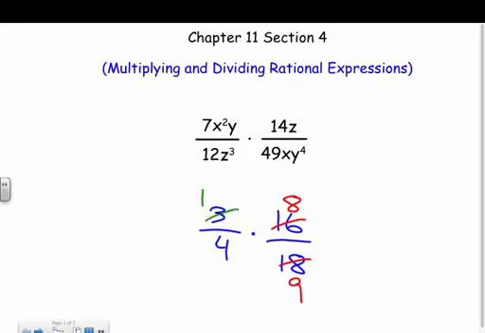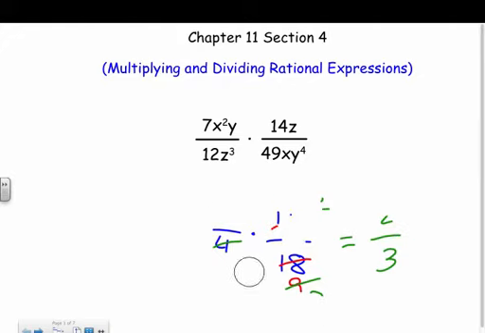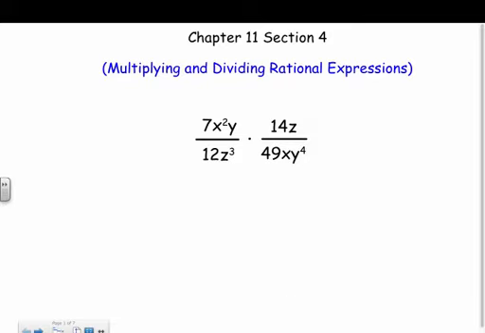So like this 3 and the 9, a 3 goes into both. A 3 goes into 3 one time. A 3 goes into 9 3 times. Same with the 4 and the 8. A 4 goes into both. A 4 goes into itself once. And a 4 goes into 8 twice. And then I just multiply straight across, and I would get 1 times 2 and 1 times 3. All right, so those are our basic fraction rules. That's exactly what we're doing here. We're just following those rules, but with polynomials.